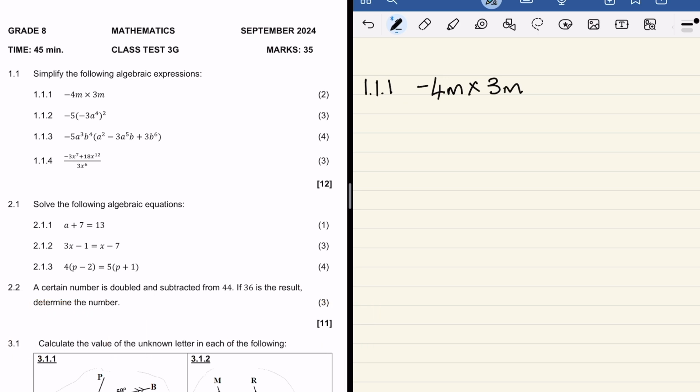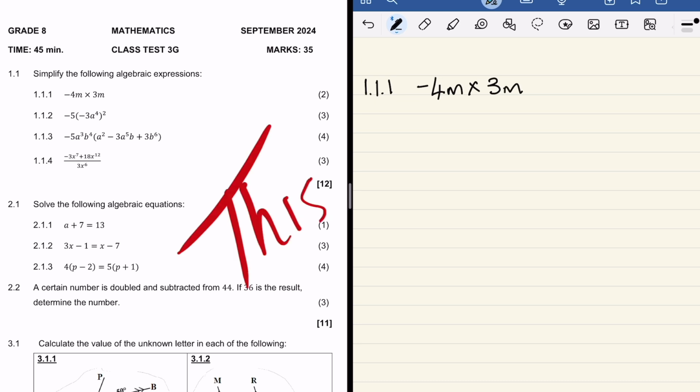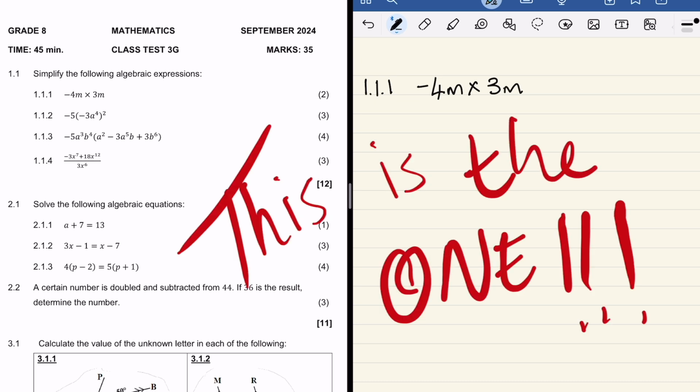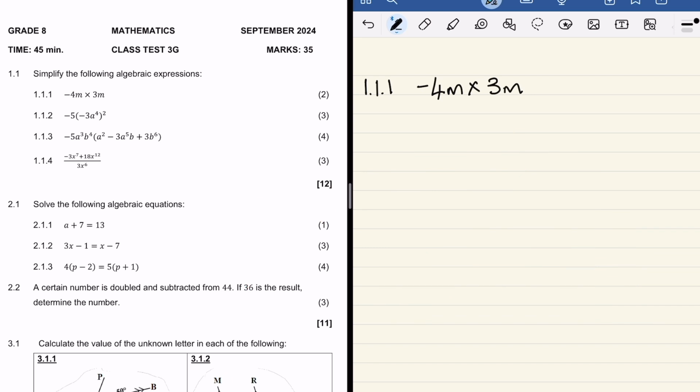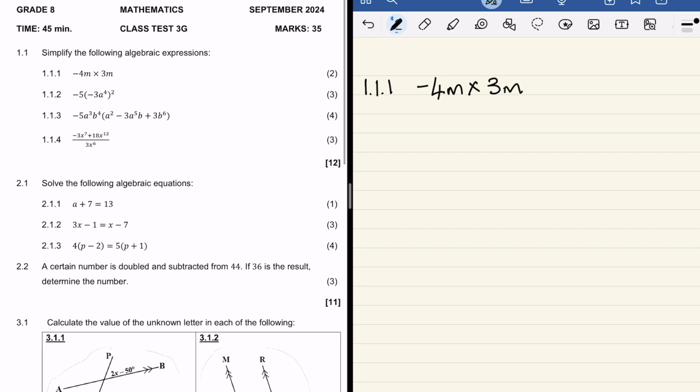This is the class test for term 3 that you want to watch. This is the class test. This is the one that is going to be covering more than about 70 to 80% of the content that will be assessed. So you definitely want to be paying close attention to these next couple of videos. So let's get straight into the first question.